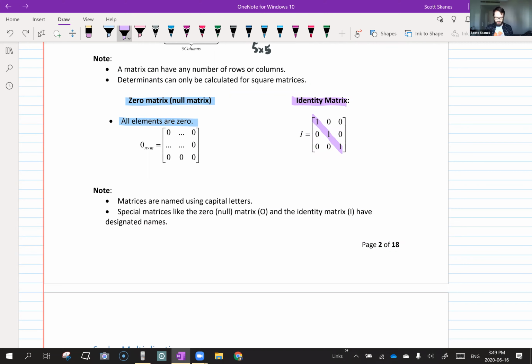So if it comes up, okay? All I'll say next on this page, the zero matrix has an O, identity matrix has an I. And if it comes up, that's your basics, okay?